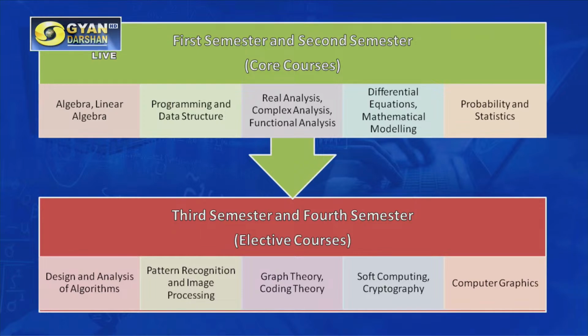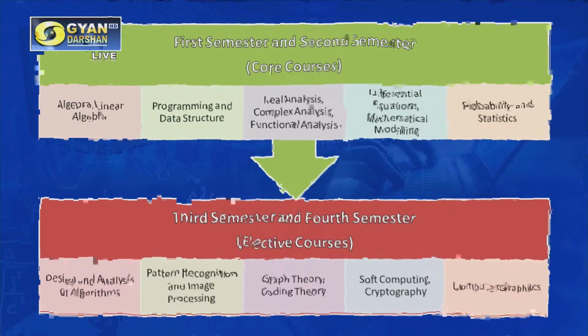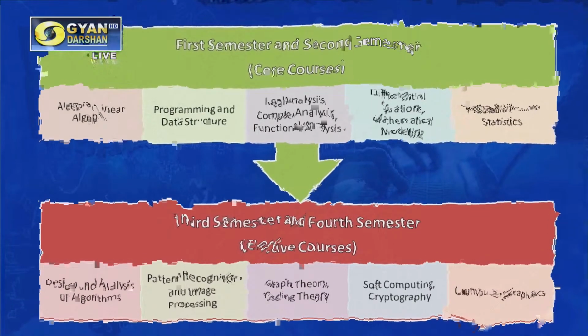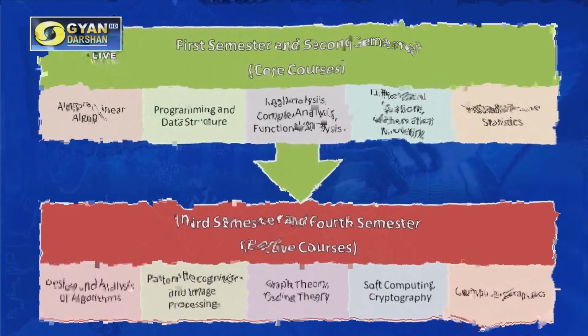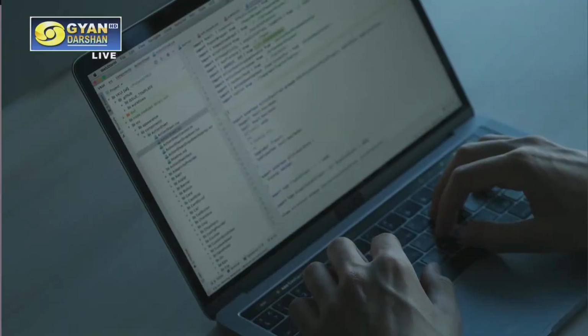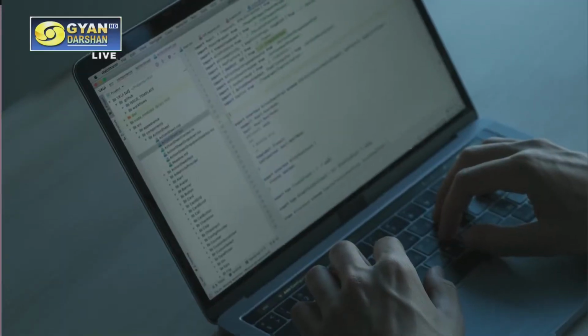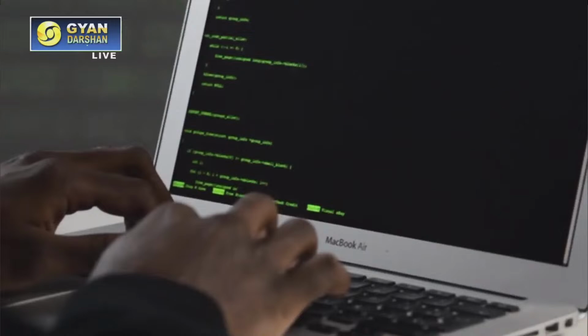Coding theory, computer graphics. Some of the core and elective courses have a practical component consisting of computer-based programming exercises that implement algorithms and techniques taught in the course. To give you some hands-on experience, the program has a project at the 4th semester.